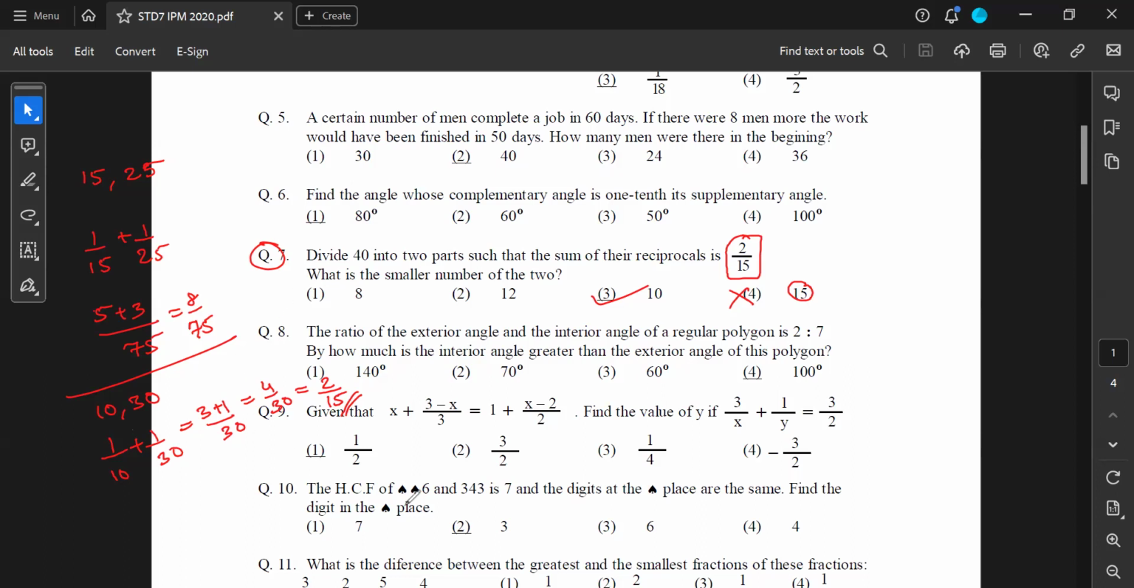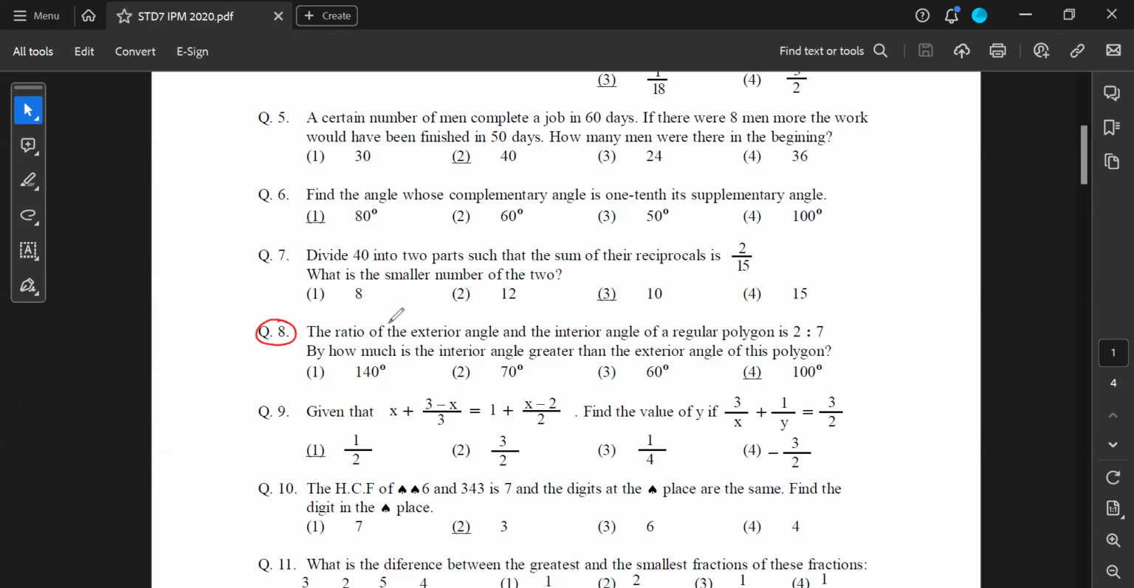Okay. Let's go for it. The next question, eighth question. The ratio of the exterior and interior angle of a regular polygon is 2 by 7. By how much is the interior angle greater than the exterior angle?